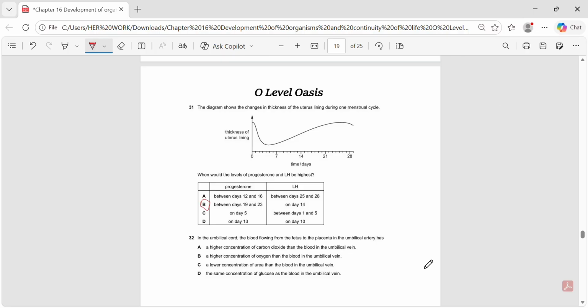Finally, the question about the umbilical cord asks about the composition of blood in the umbilical artery. Blood flowing from the fetus to the placenta carries waste products, including carbon dioxide, which need to be removed. Therefore, the umbilical artery has a higher concentration of carbon dioxide compared to the umbilical vein. This makes A the correct answer.